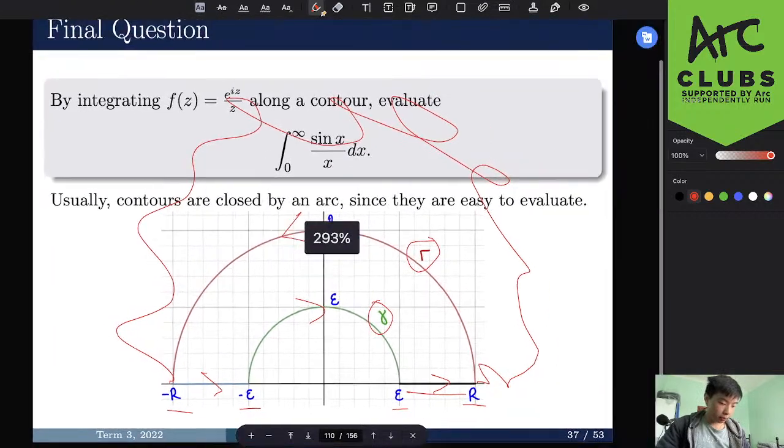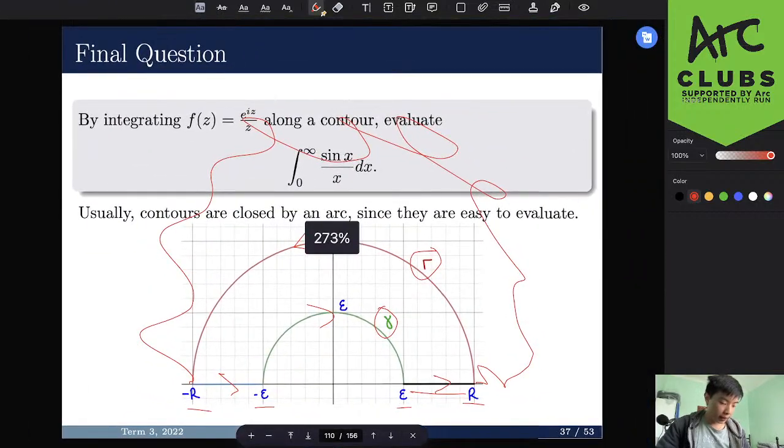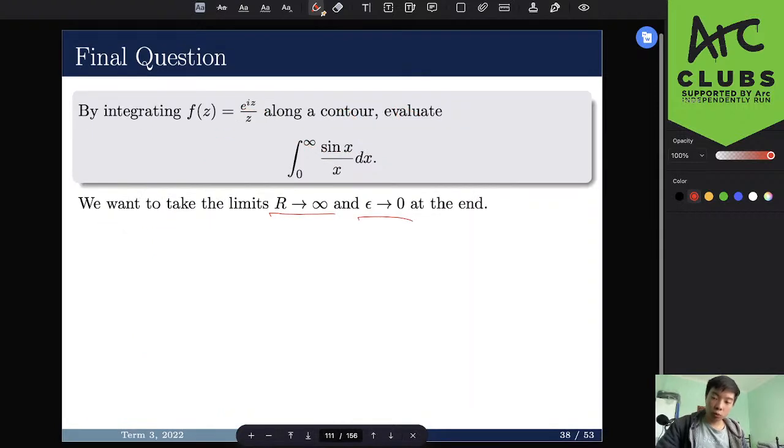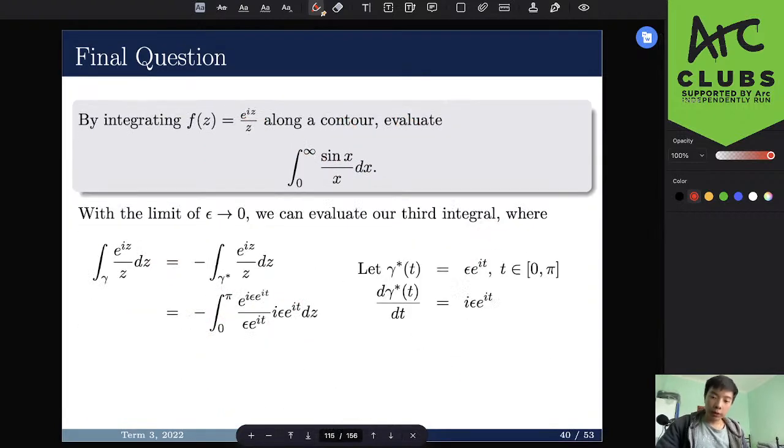But obviously a flaw with that is that the inside semicircle is actually being traversed clockwise. So what we want to do is we want to take the reverse and then integrate it. So the reverse is a semicircle of radius epsilon, center 0, and it ranges from an angle of 0 to an angle of pi. So we have epsilon e to the it.